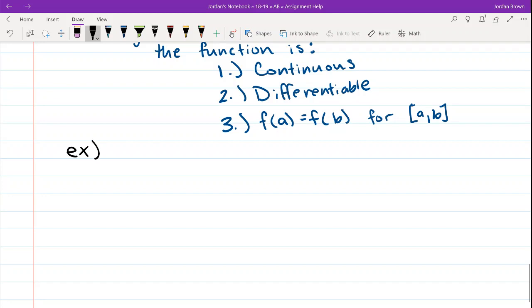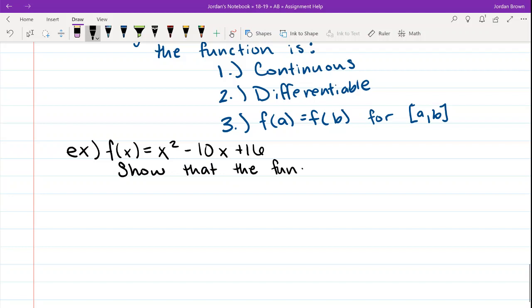Alright, so here's the Rolle's theorem example that I found. We've got f of x equal to x squared minus 10x plus 16. Show that the function meets the criteria for Rolle's theorem.